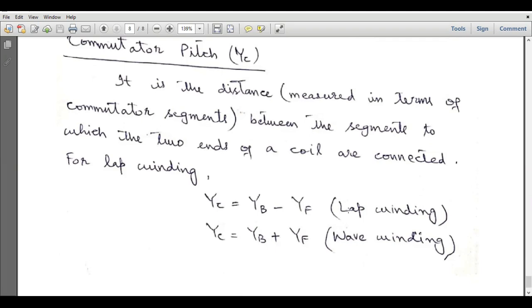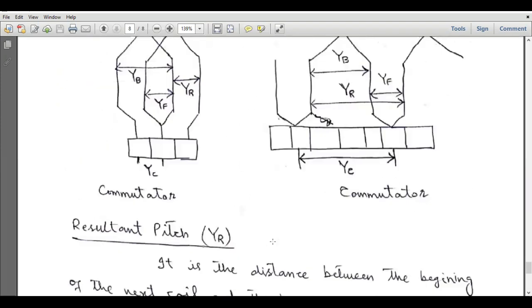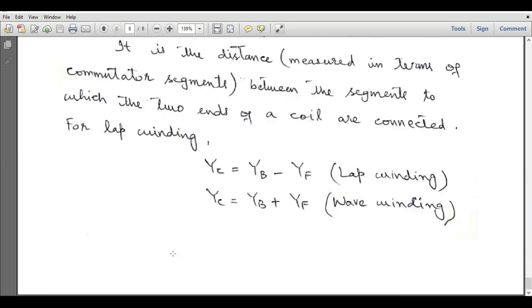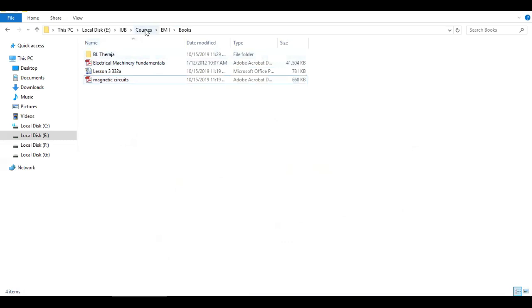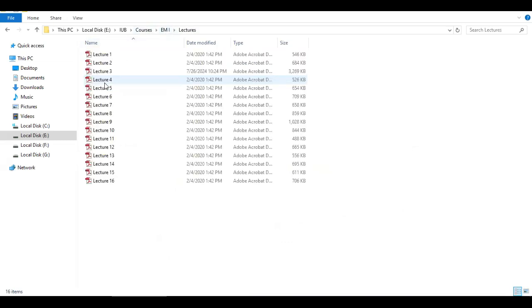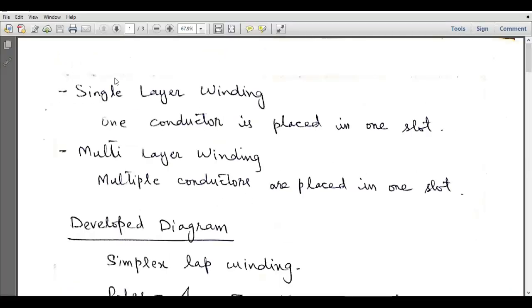So as I have said, for lap winding, the front pitch is negative, and for wave winding, front pitch is positive. And here you can see this is the commutator pitch, and here the commutator pitch is bigger as compared to the commutator pitch in this case. So these were some important terminologies, and now I will move towards the lecture on armature winding. I will discuss both lap winding and wave winding in this lecture.